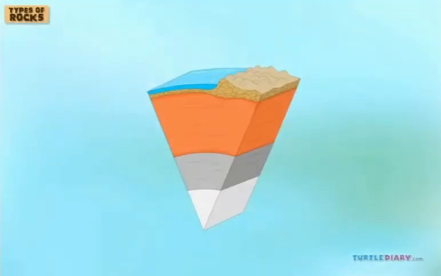The Earth's crust is made mostly of igneous rocks. There are over 700 kinds.